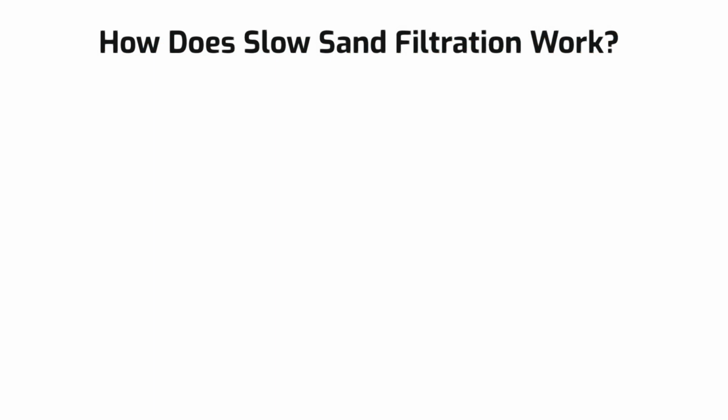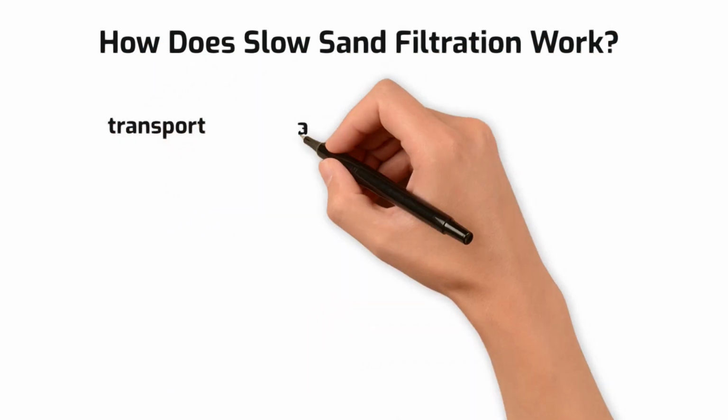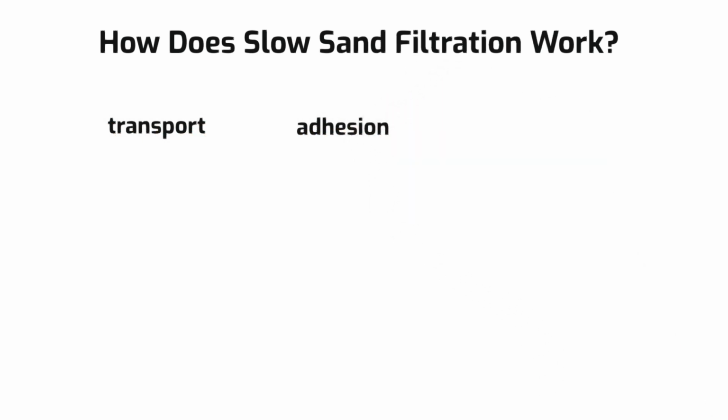Slow sand filtration operates through two fundamental mechanisms: transport and adhesion. Transport entails the movement of particles from the water or wastewater to the surface of the filter medium grains, where they adhere. Adhesion is the attraction between particles and grains, which depends on physical and chemical factors.